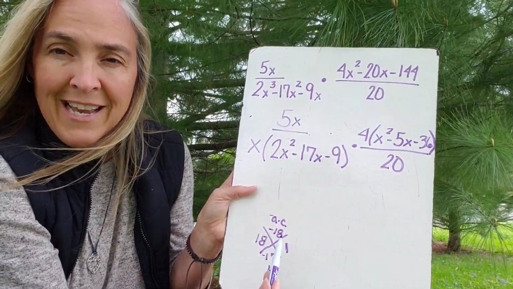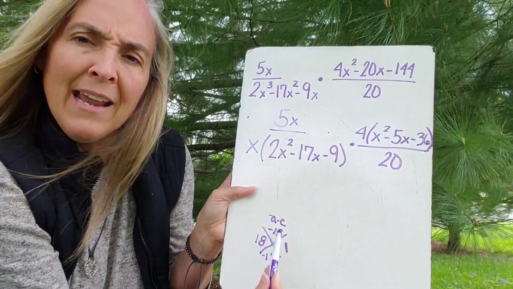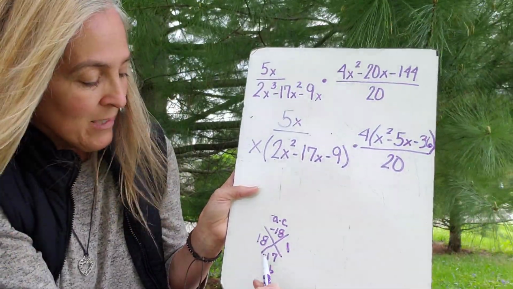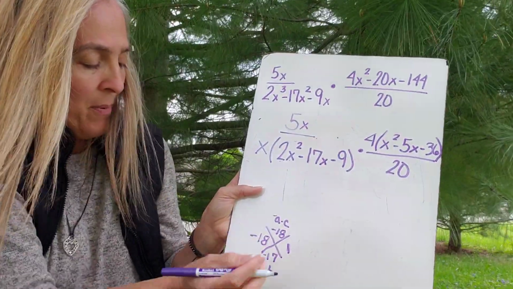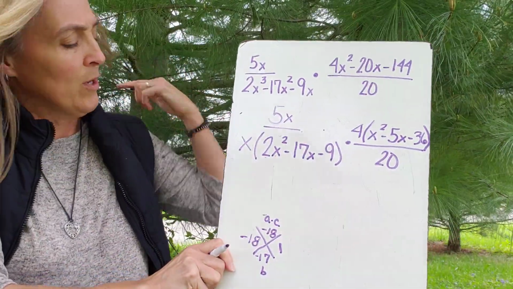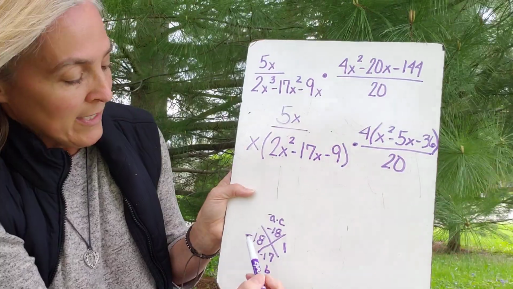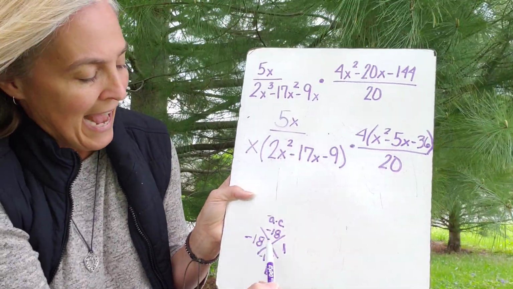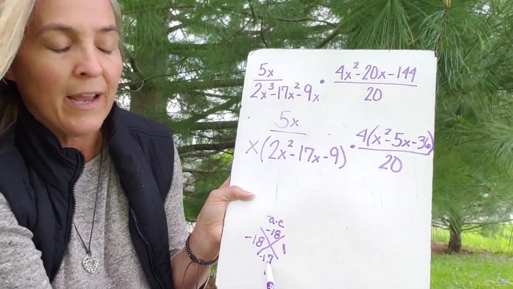18 times 1 is 18. The way I get a negative is to put a negative sign with one of these. The only way that this middle term is going to be negative is if my bigger number is negative. So when I multiply negative 18 times 1, I get negative 18. When I add negative 18 plus 1, I get negative 17.